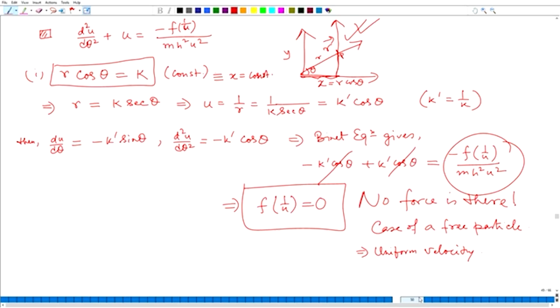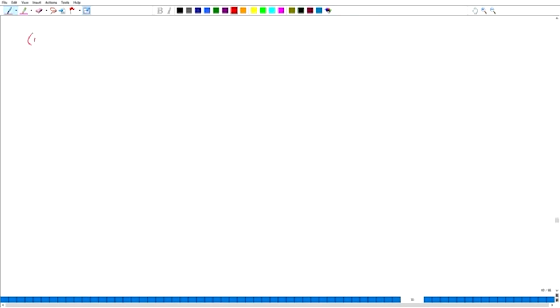Now, I am also giving you some examples which are very, very interesting, that r is equal to e to the power minus theta, then u is equal to e to the power plus theta, because u is 1 by r, and then du/dθ is equal to again e to the power theta, d2u/dθ2 is also equal to e to the power theta.